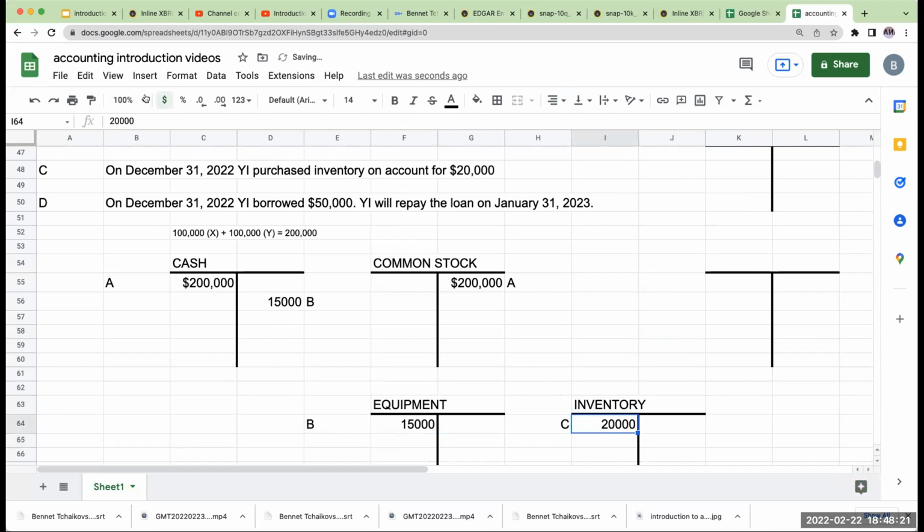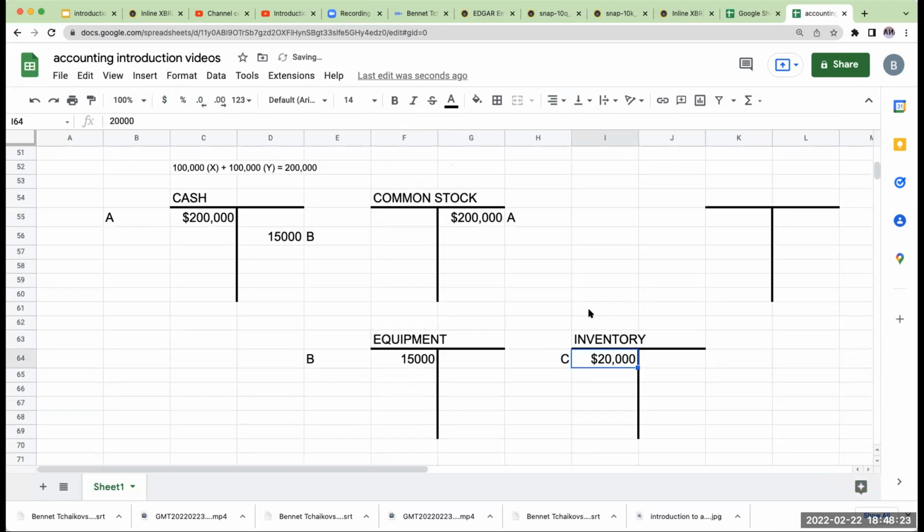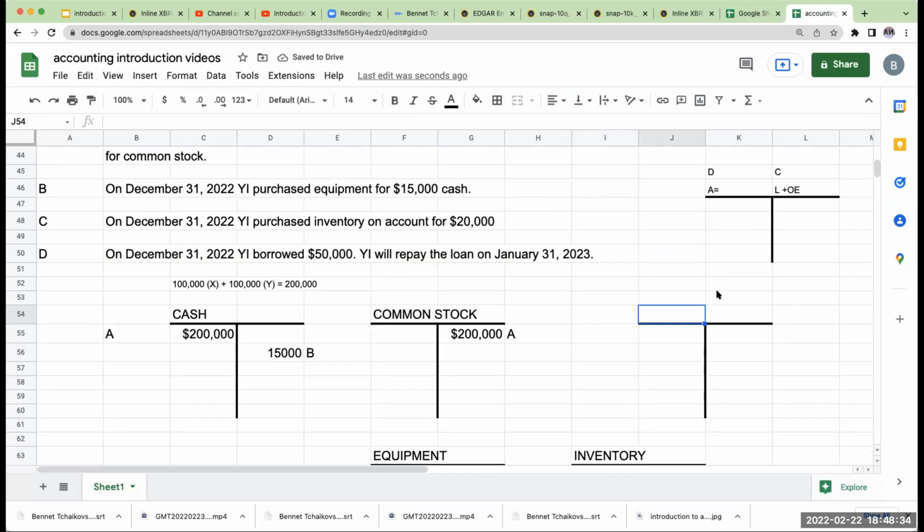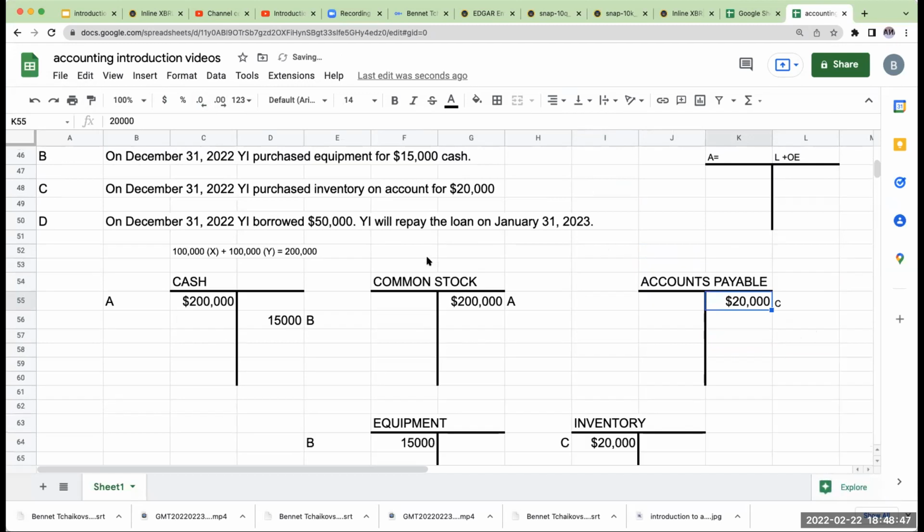But in this case over here, I'm not paying cash for that inventory. I'm purchasing the inventory on account. So what I'm going to do right over here is credit a liability because I'm going to have to pay it later. This is going to be accounts payable. So I'm going to go over here and credit accounts payable for $20,000. This is transaction C. Again, for every debit, we have to have a credit.